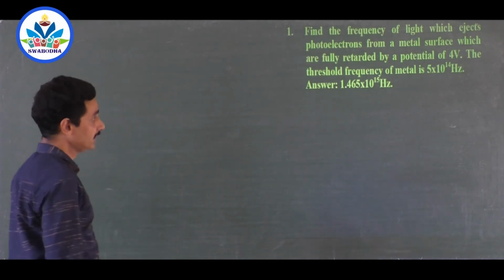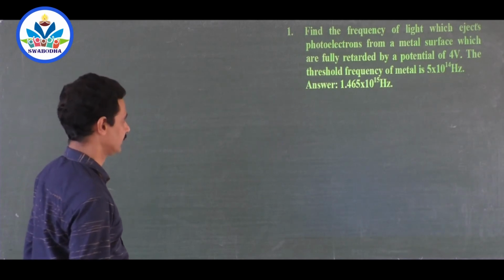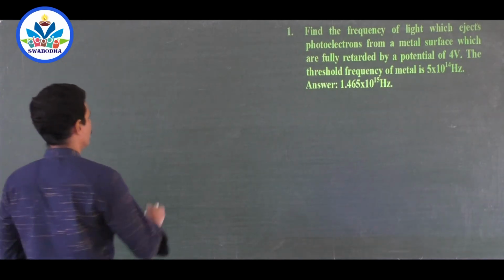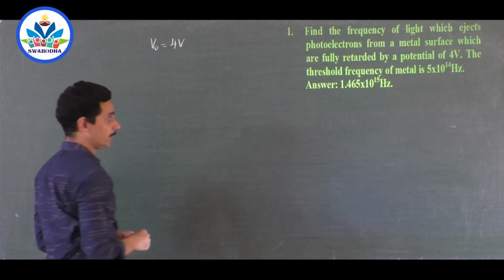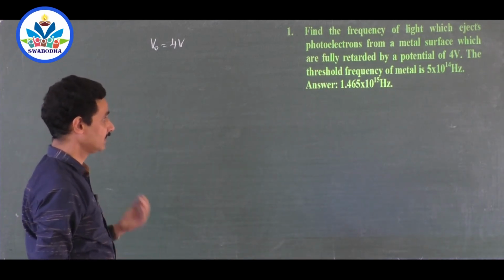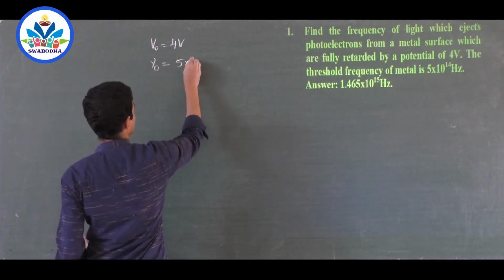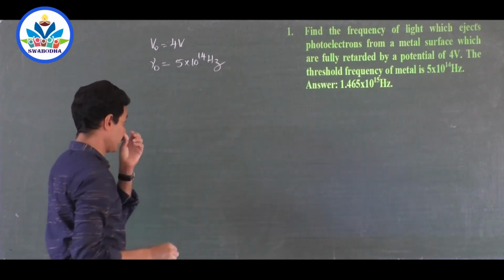So here, find the frequency of light which ejects photoelectrons from a metal surface, which are fully retarded by a potential of 4 volts. So stopping potential is 4 volt. Stopping potential 4 volt can stop all the photoelectrons. The threshold frequency of the metal, nu naught, is 5 into 10 to the power 14 hertz. That is the threshold frequency.